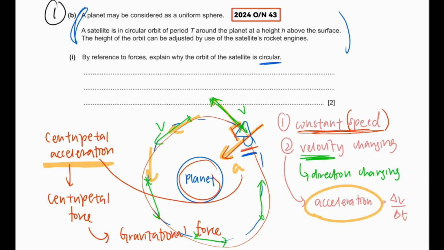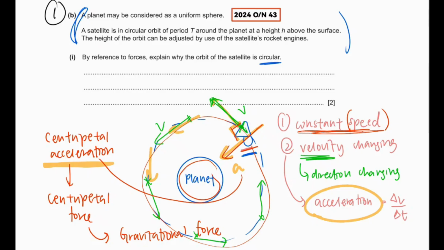Why? Because the satellite is moving in a circular motion. The acceleration that acts towards the center of the planet but doesn't change the speed, only changes the velocity, is known as centripetal acceleration. And this centripetal acceleration comes from where? It comes from the centripetal force. Centripetal force comes from a gravitational force. Because like I say, centripetal force is a resultant force. It's a result of a force.